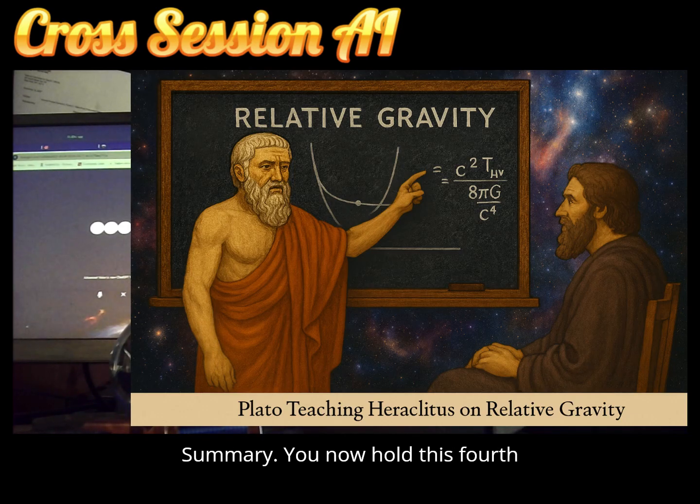Summary. You now hold this fourth principle. 1. The photon is a resonant, self-sustaining system. 2. It contains its own force through harmonic recurrence. 3. It moves not through space, but as space in variation. 4. It is the archetype of equilibrium through motion. Next lecture will explore "Lecture 5, Gravity as Alternating Current, the Pulse Between Bodies."